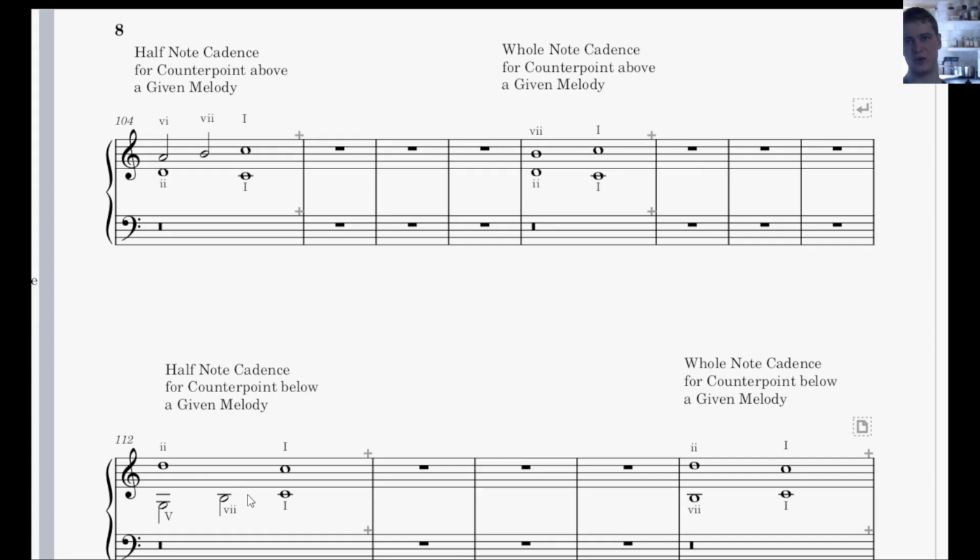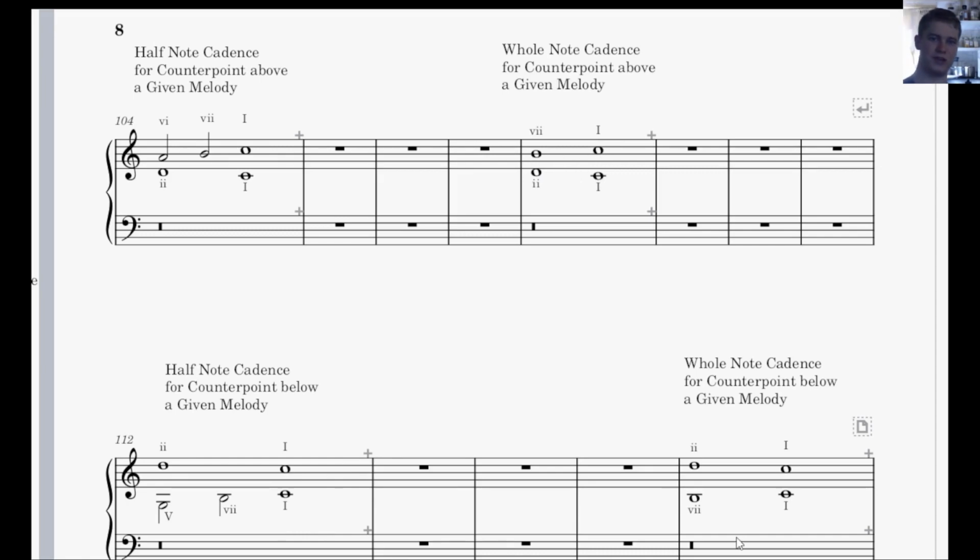But this time, instead of going in contrary motion from a 6th to an 8th, they're going from a 10th into an 8th. So as you can see, the bottom voice now is traveling up, and the upper voice is actually going down a step, versus before for the cadence in the upper counterpoint, we have the bottom voice going down a step, and we have the upper voice going up a step.